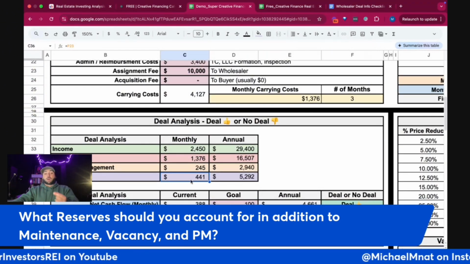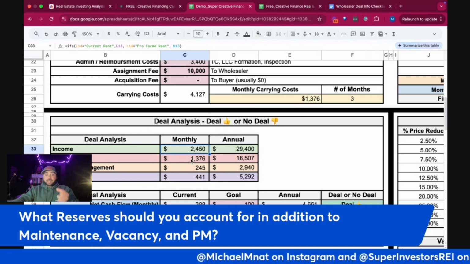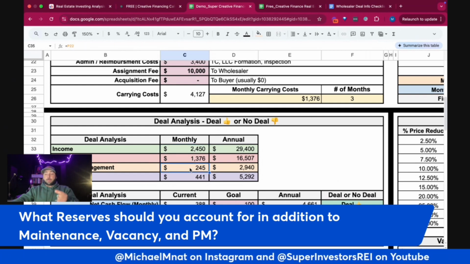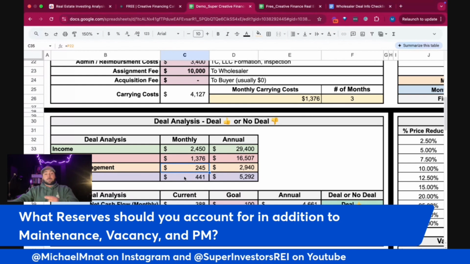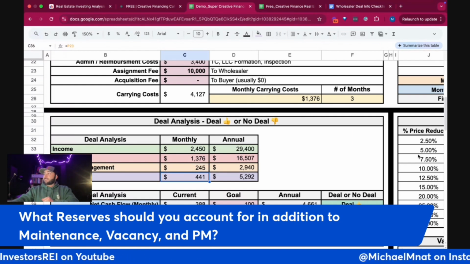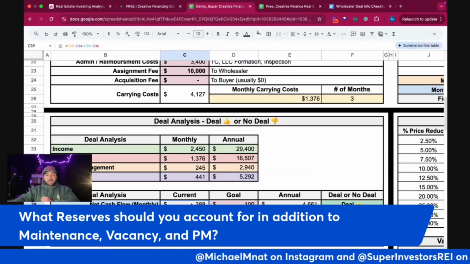So then your cash flow is your income minus your fixed expenses, minus your property management, which is a variable expense, minus your reserves for capital expenditures, maintenance, and vacancy. If that does not make sense to you, please let me know in the comments and I will expand on that further. That's what this number is.